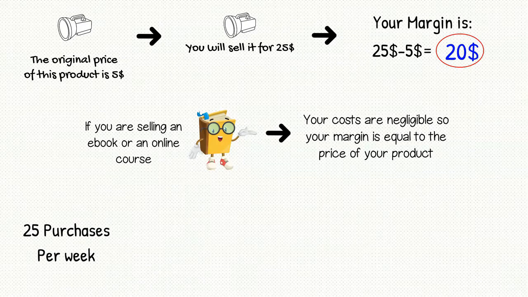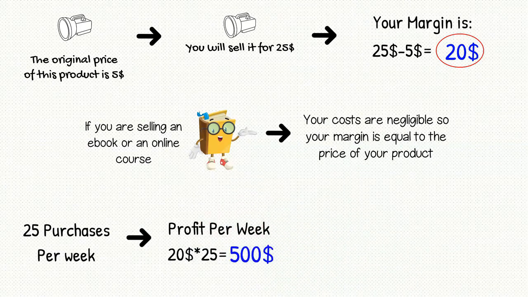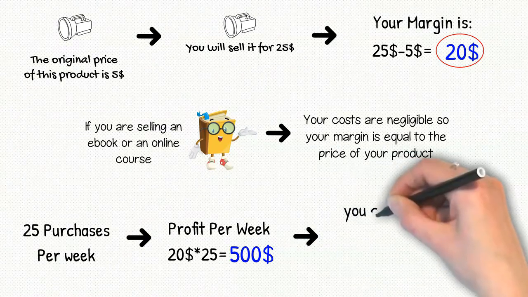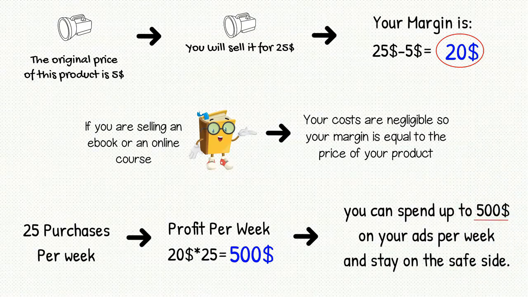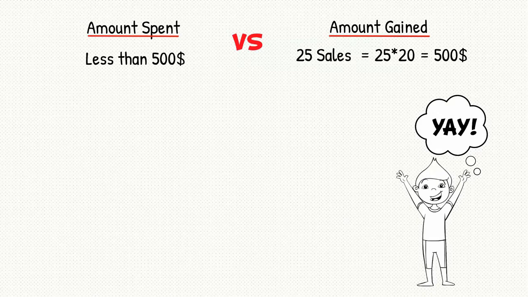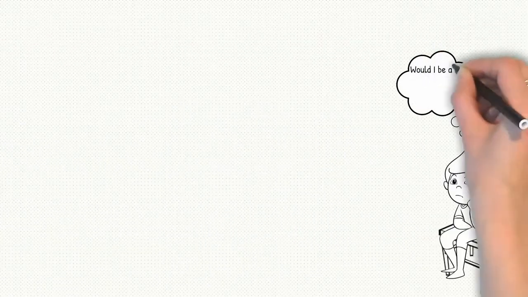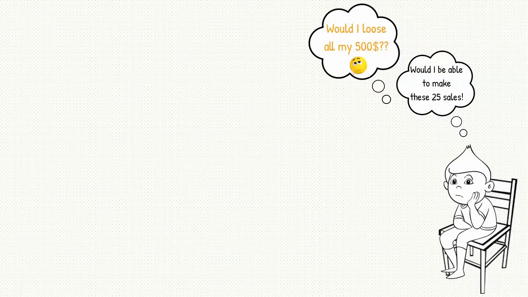So if you want to have 25 sales per week and you have $20 margin per purchase, then we have 25 by 20 equal $500 profit per week, which means that you can spend up to $500 on your ads per week and stay on the safe side. What I mean is, if you spend less than $500 to get these 25 sales, you are still profitable. However, you are not sure that you will get these 25 sales at the end of the week. So, you might be risking all the $500.